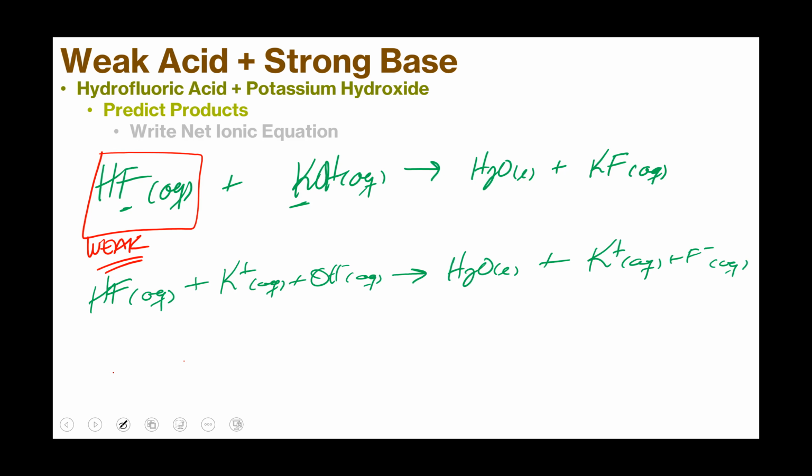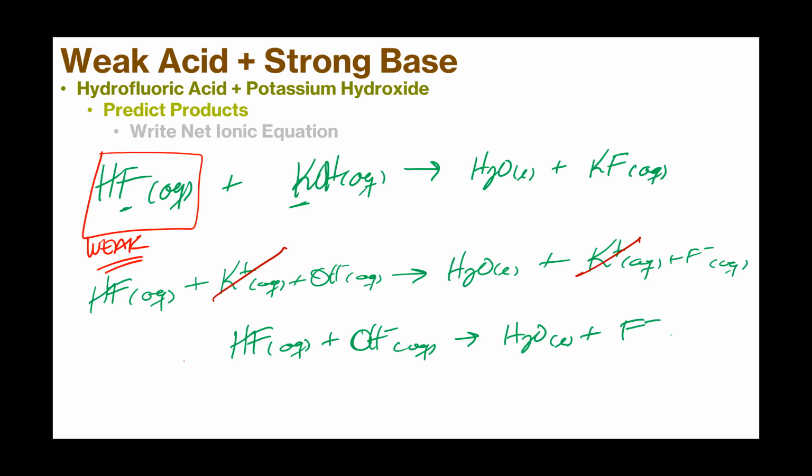All right, what are our spectators? Look at it, maybe pause, think about it. Okay, do we see it's just potassium and everything else is the same? So our net here should be HF aqueous plus OH minus aqueous gives us water liquid and F minus aqueous. When we're done with this, our net ionic equation should still be balanced, right? We still have one H, one F, two H's, and O, right? Our charges are balanced. There's one minus on each side, so this is okay.